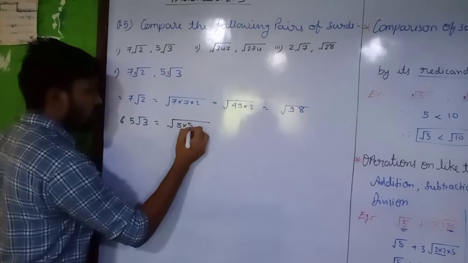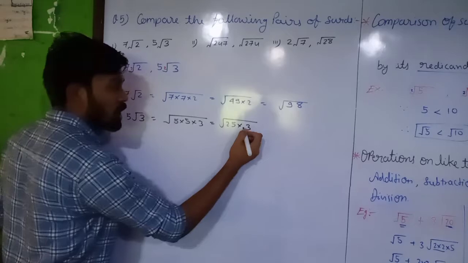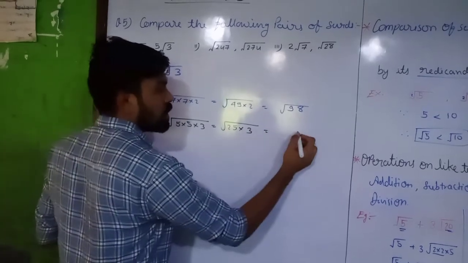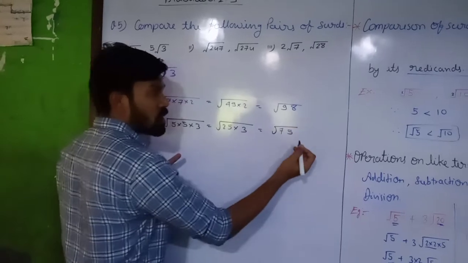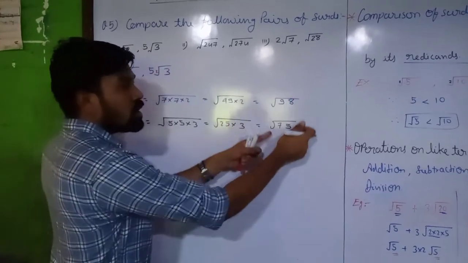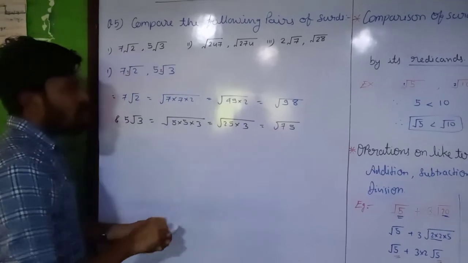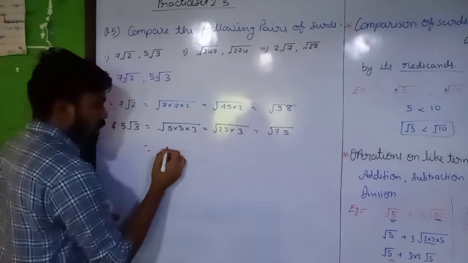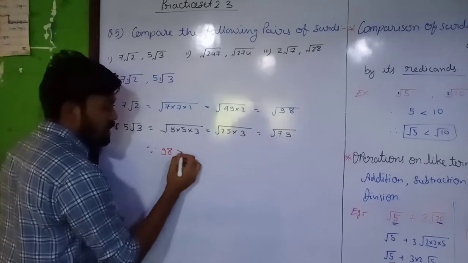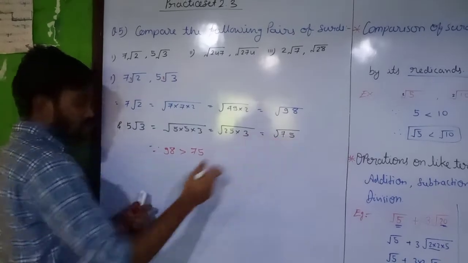5 into 5 into 3 will become 25 into 3. 3 5s are 15, 1 carry, 3 2s are 6 plus 1 is 7, so root 75. Now we have these two and can do the comparison between them. Because the orders are the same, 98 is greater than 75.